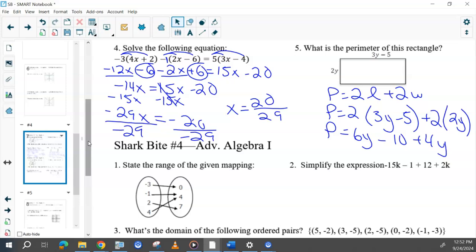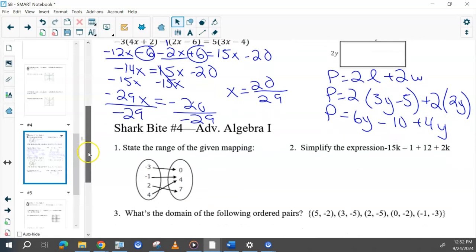And then combine like terms. If we had some value for y, we could actually find the perimeter, but because we don't, we're just going to leave it as 10y minus 10. And that would be our perimeter of this rectangle. Questions there?